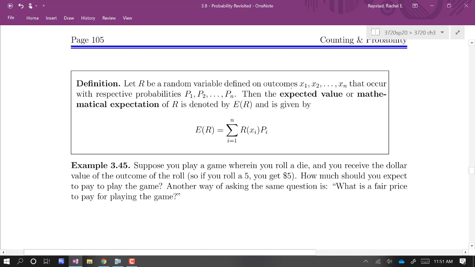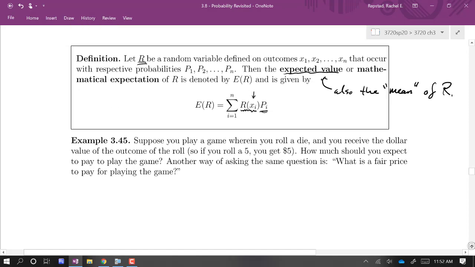Then the expected value of that random variable, which we're calling r, is given by this sum. So this is the expected value, the mathematical expectation, also called the mean of r, of the random variable. So we can find the expected value by taking the value that the random variable takes on for each outcome, multiplying it by the probability of that outcome, and then adding them all up.